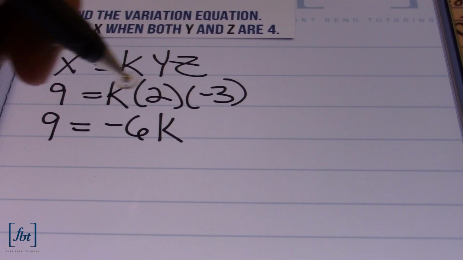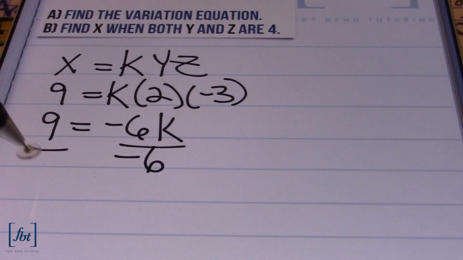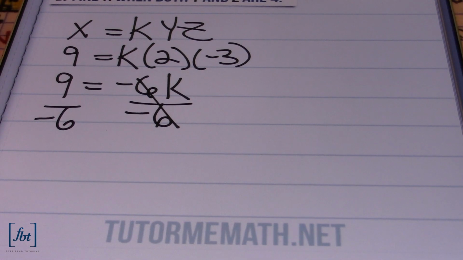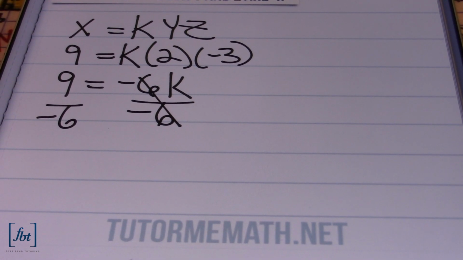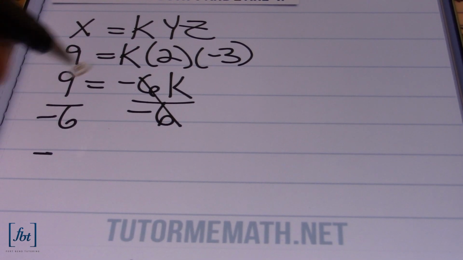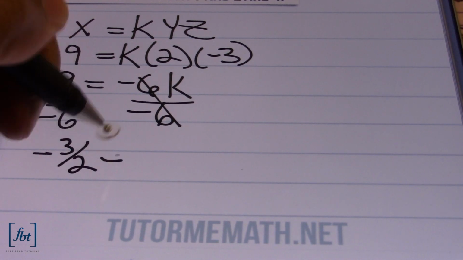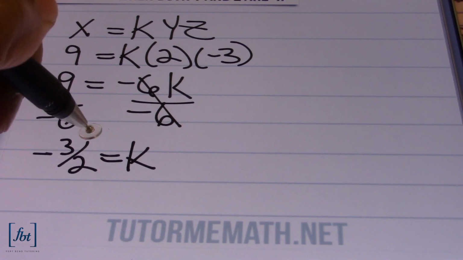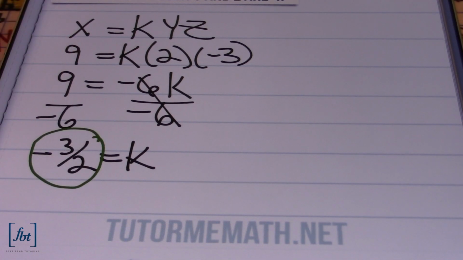Solving for k, I'll be dividing both sides by -6. And then I'll be simplifying the 9 divided by -6. This gives me -3/2. That's my value of k. This is my constant of variation. I'm going to put another green circle around it. There's your green circle around your constant of variation.